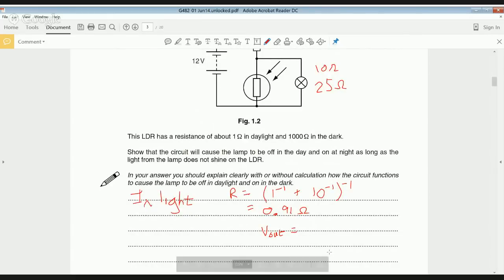of 0.42 volts. So the lamp would be switched off. That's not a high voltage at all, considering it's a 12 volt lamp. So therefore, lamp is off.